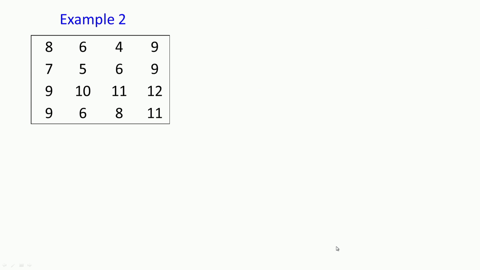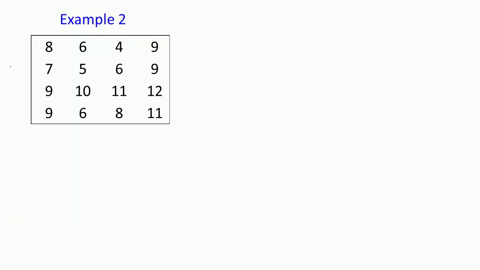So, this is our second example, which is again a 4 by 4 assignment problem with slightly different cost coefficients. So, again we can say that this represents the 4 jobs, this represents the 4 people.